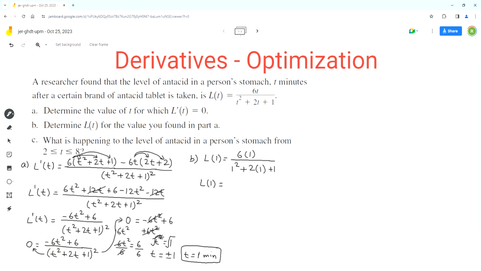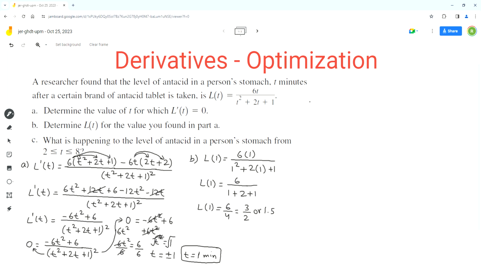In the numerator we get 6 times 1, which is 6, and then 1 squared is 1, 2 times 1 is 2, and then plus 1. So this is equal to 6 over 4, which can be reduced to 3 over 2 or 1.5. So this is the value of L at 1. So we are done with part B.